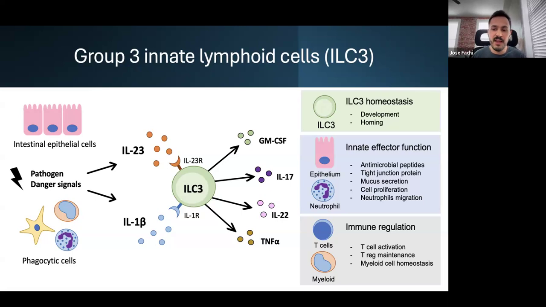So we can see antimicrobial peptide expression, tight junction protein expression, mucus secretion, epithelial cell proliferation, and they also have a little bit of a role on immune cells. For example, IL-17 is known to induce neutrophil migration to the tissue and cause this very acute innate inflammation. And they produce these cytokines while the dendritic cells or the antigen-presenting cells are priming the T cells to be activated and produce those cytokines. So it's a very fast way to release these adaptive cytokines in the tissue in a TCR-independent manner.